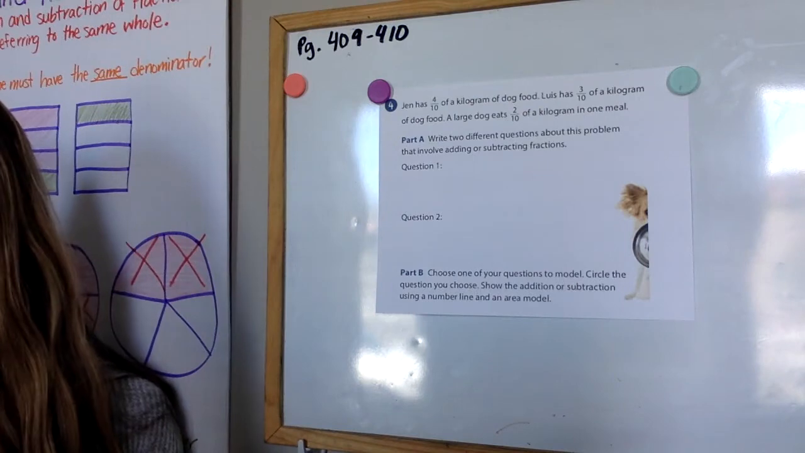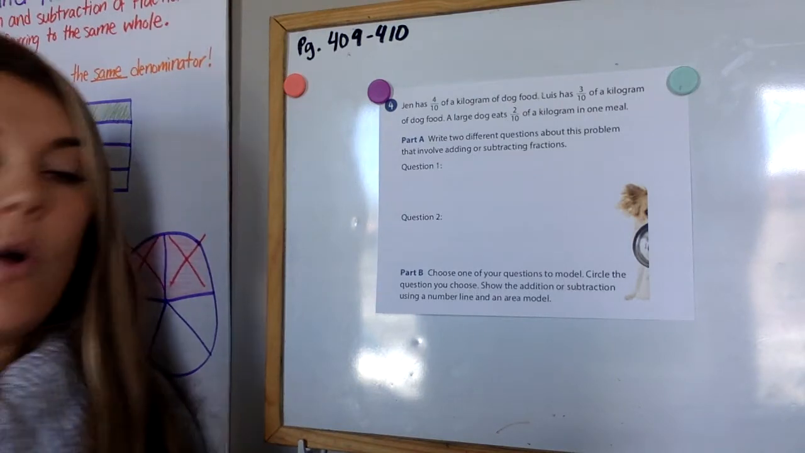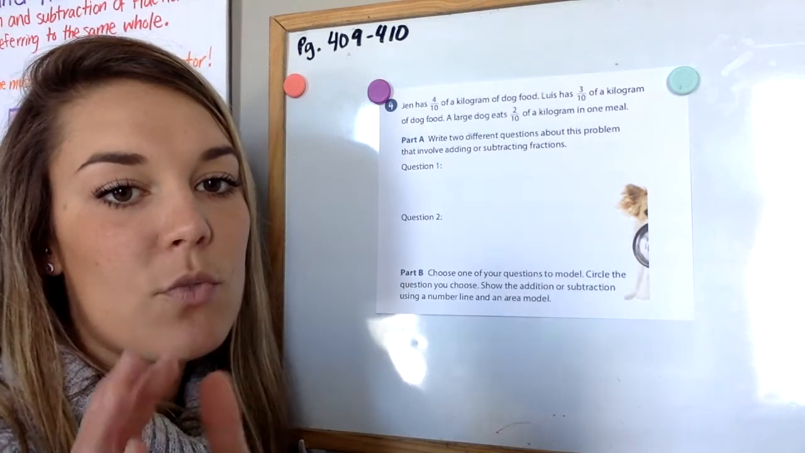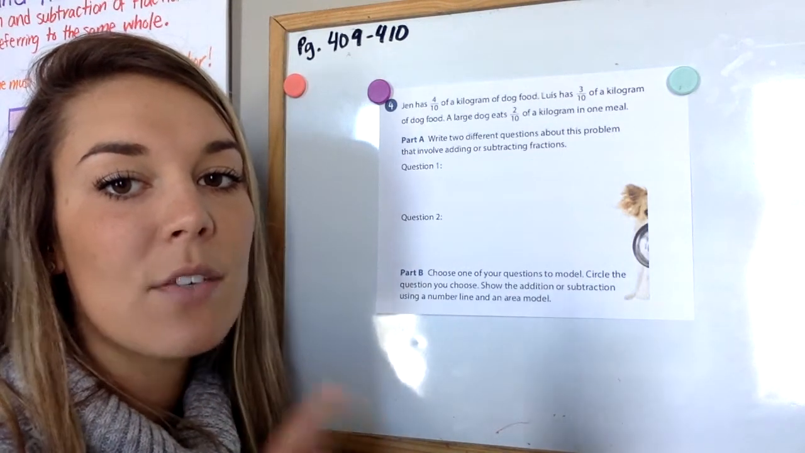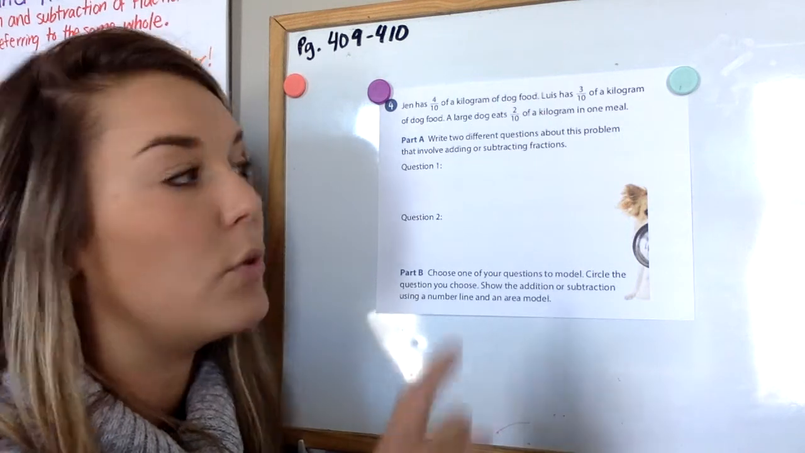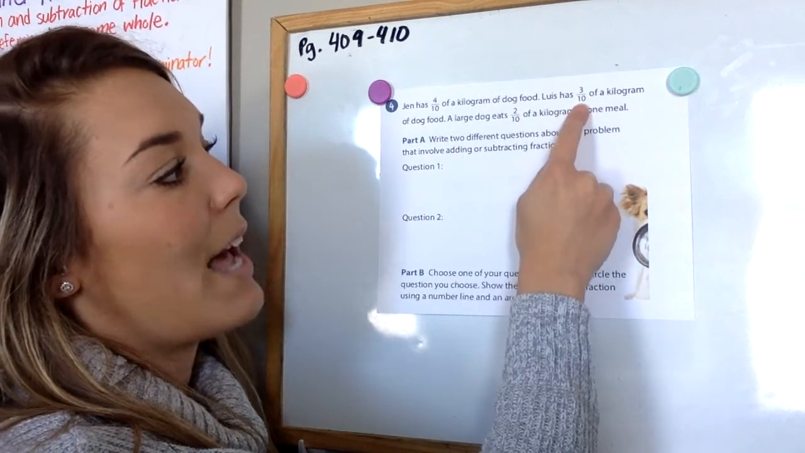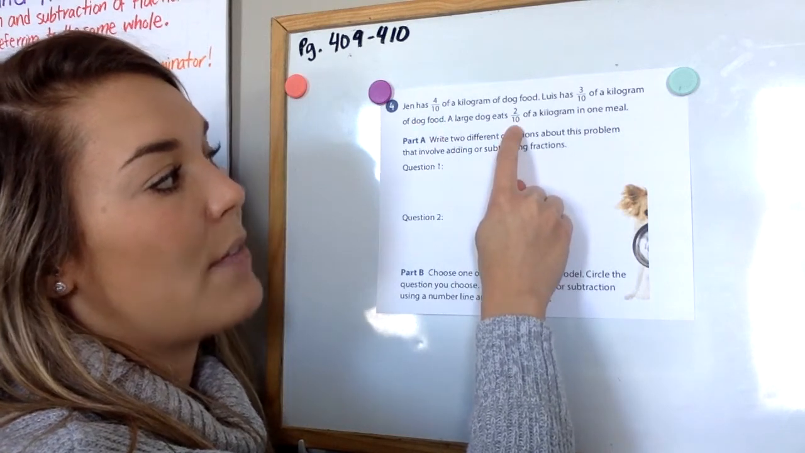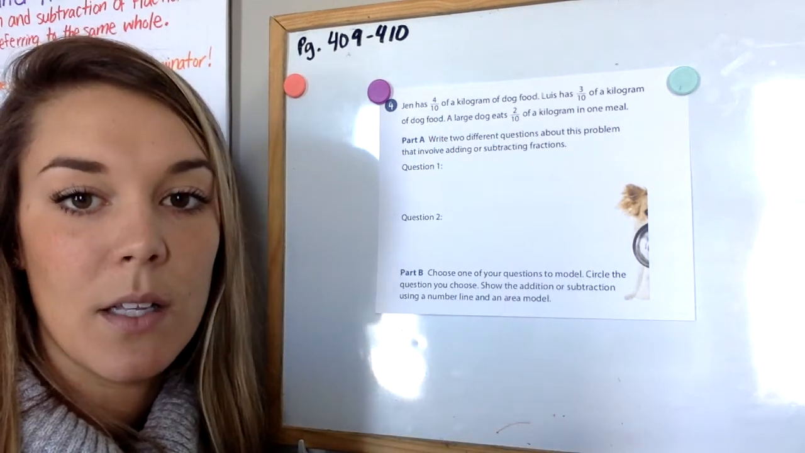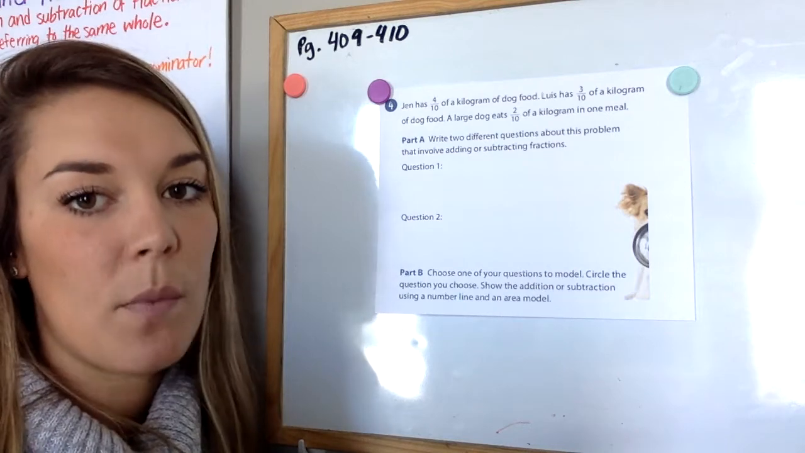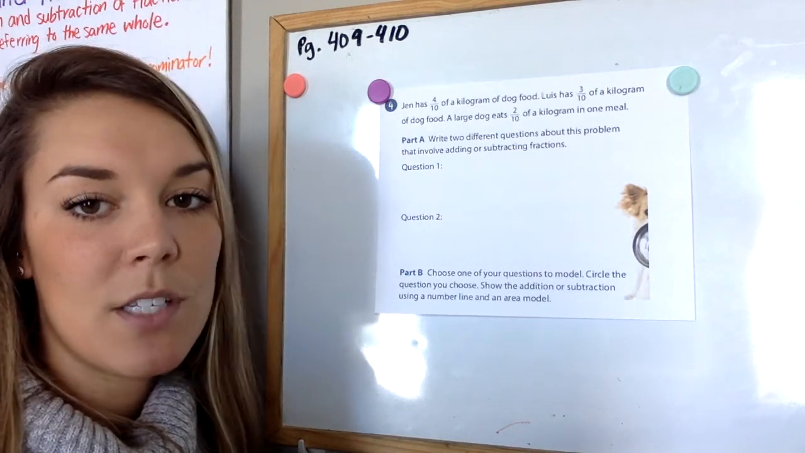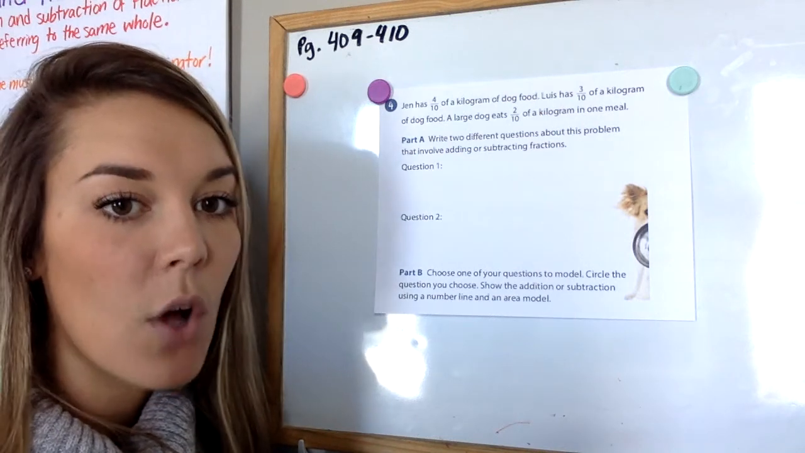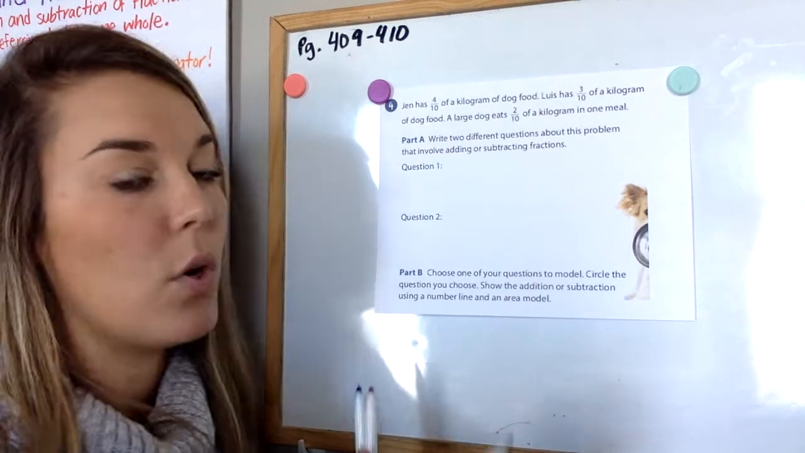Okay, so we need to think about what 2 questions we have from this problem. Let me just reread some of the parts. So it says, Jen has 4/10 of a kilogram of dog food. That's what she has. Lewis has 3/10 of a kilogram of dog food. A large dog eats 2/10 of the kilogram in one meal. So we have some questions from this problem. One of our questions is, how much dog food do Jen and Lewis have all together, right? Because I want to know the total.